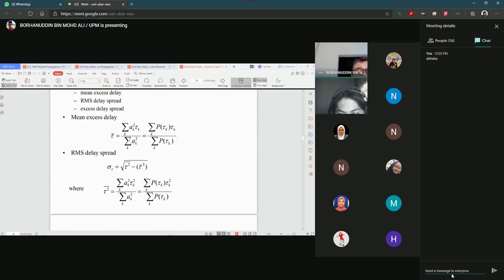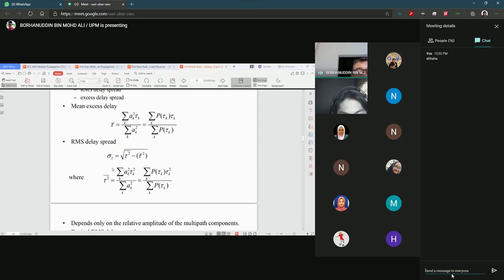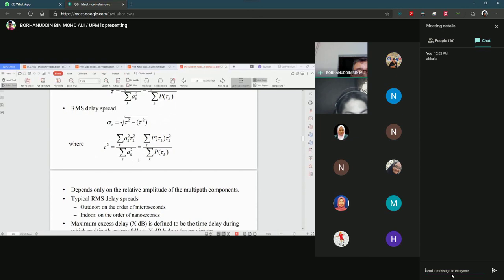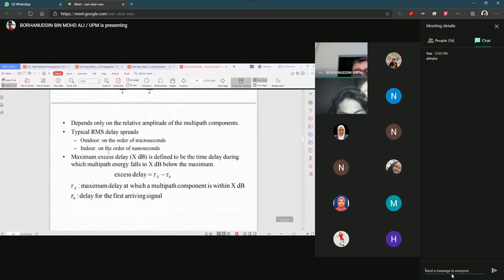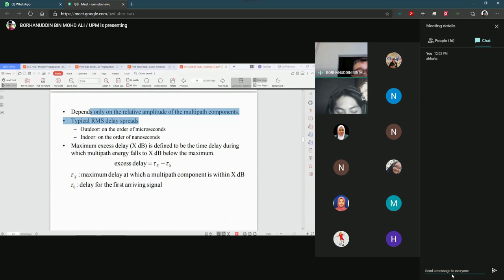The mean is, of course, the summation of the power of the pulse at that particular time, divided by the summation of the power of the pulses. This is RMS, very much like your voltage, your electrical power. So it depends only on the relative amplitude of the multipath components. Typical RMS delay spread for outdoor is microseconds, indoor is nanoseconds.